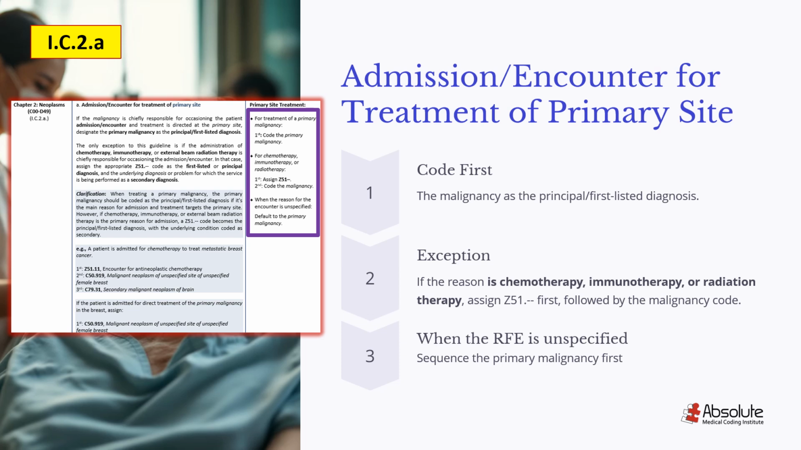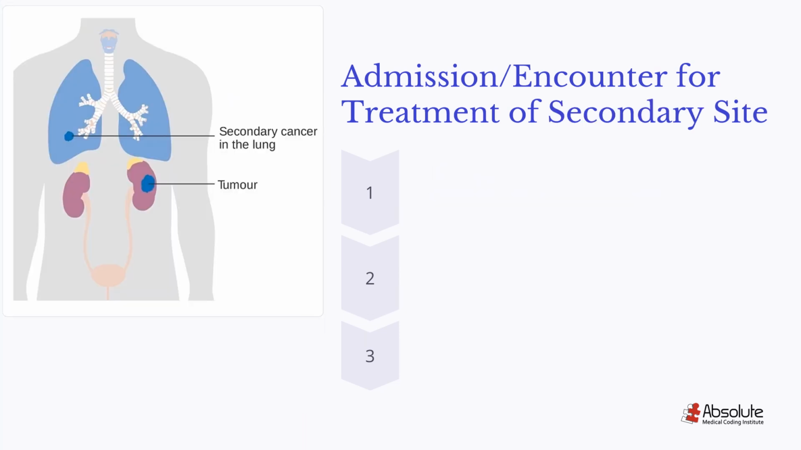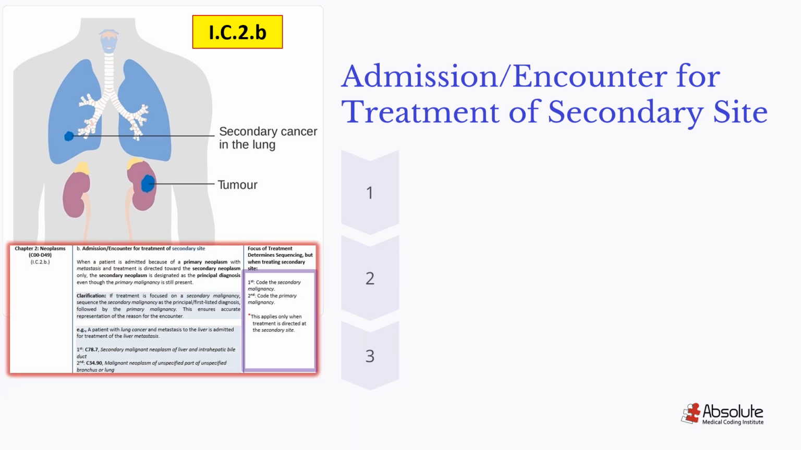Got it? Now let's review admission for treatment of secondary cancer. And when the cancer traveled from the primary site to the secondary site, and if you look at this image, the primary cancer was here on the kidneys and it traveled to the lung. So this will be the secondary cancer. You're going to reference guideline I.C.2.b, and this guideline tells you to do the following.